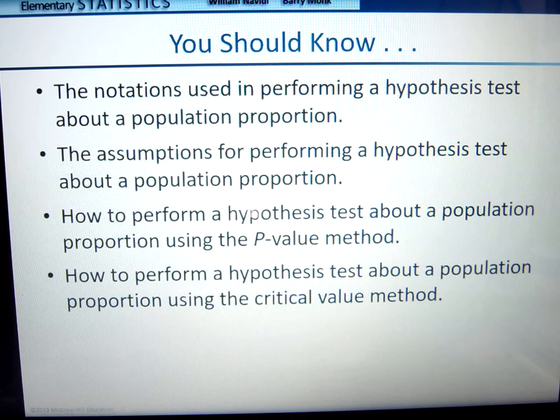All right, so we covered the notation and performing hypothesis tests about population proportions: the assumptions for performing a hypothesis test about a population proportion, how to perform a hypothesis test about a population proportion using the p-value method, and how to perform a hypothesis test about a population proportion using the critical value method. And that is it for 9.4.